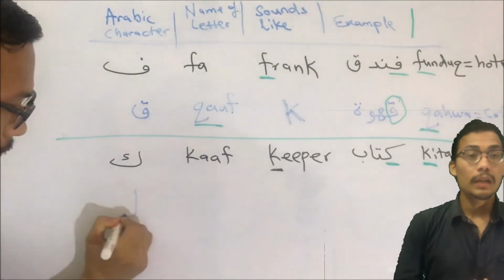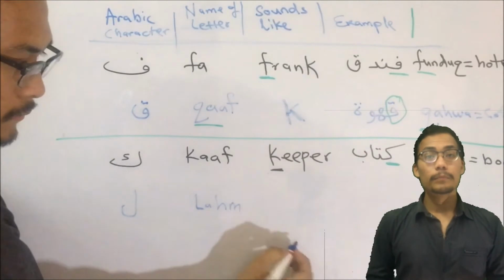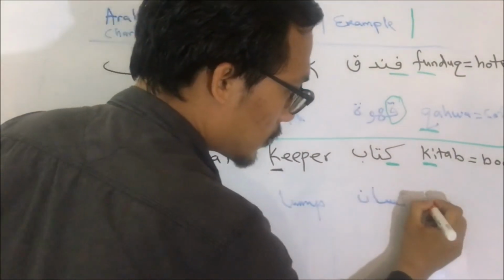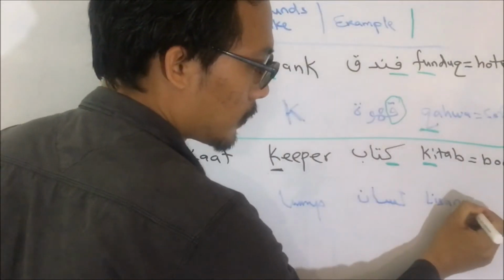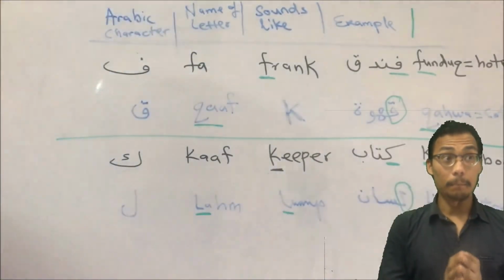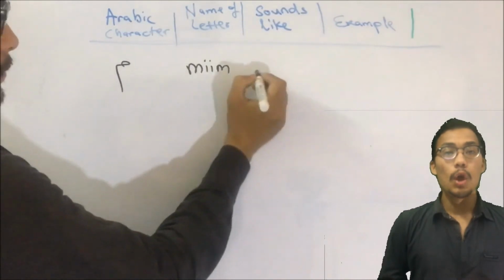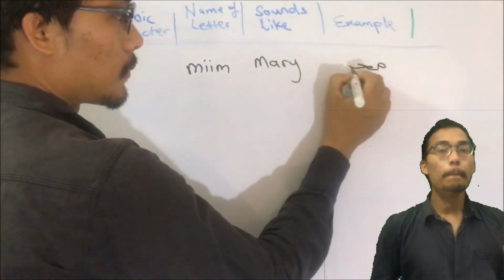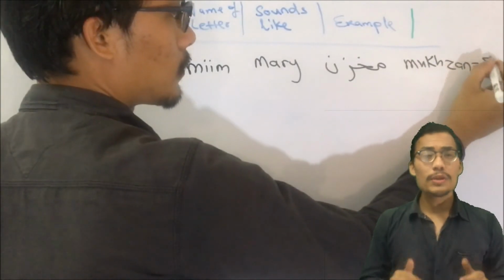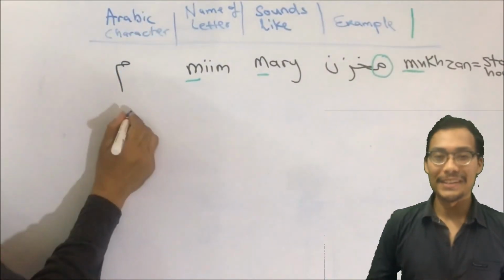Okay. The next alphabet is Lam. Sounds like the L. For example, Lisan. Okay. Next alphabet is Mim. Sounds like the M in Mary. Example would be Makhzan. Makhzan, coffee. These words are already covered in the previous videos. If you haven't watched, consider watching those videos.